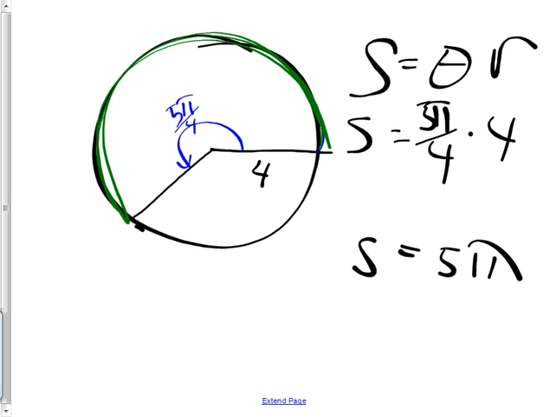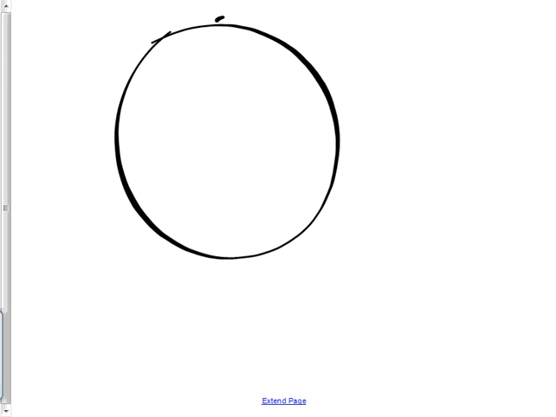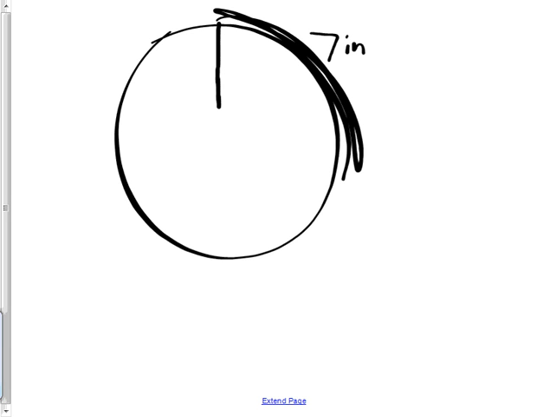Okay, I'm going to do one more. I've always given you these 2. I'm just going to, of course, do it the other way, where I give you the arc length, and you have to figure out the radius. So here's an arc length. Let's say I say that that is 7 inches long. And let's say it's a 90-degree angle.